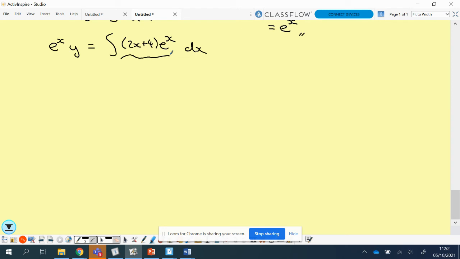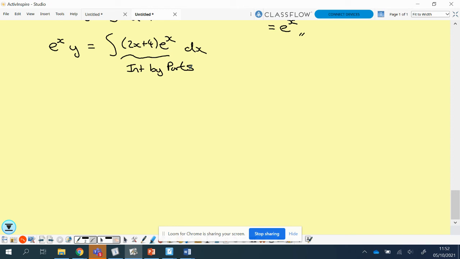At this point, anyone familiar with what we're going to have to use to integrate that? We need integration by parts. Fantastic. You have integration by parts. I've got two different functions there: 2x plus 4 as one function, and e to the x as another. That's going to be integration by parts.